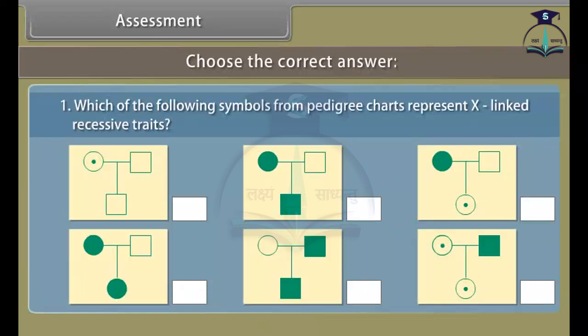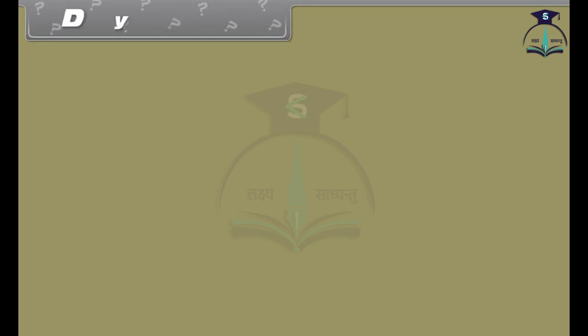Assessment. Before proceeding further, let us know how much you have learned. Choose the correct answer.